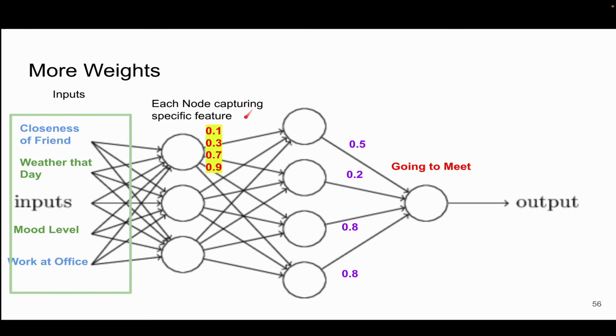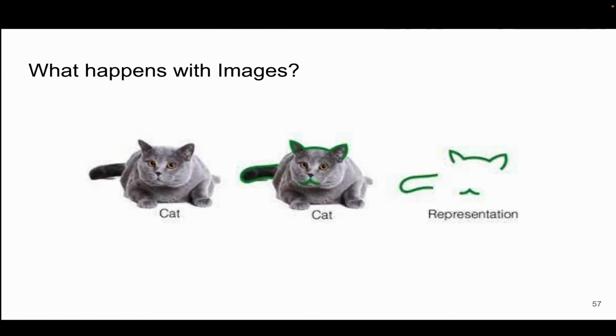Each node is capturing a specific feature. So when we have this output, each node will have a different value. Each node is capturing a separate feature. We will learn later; in images it will be more clear. So what happens with images? Till now we have just rated everything from 1 to 10. The mood is 1 to 10, work at office is 1 to 10. But what happens when our input is an image?